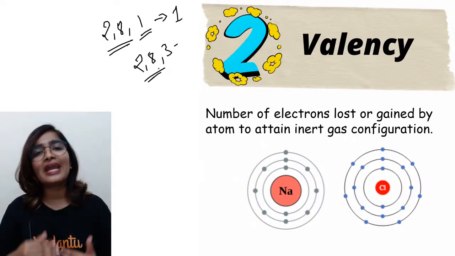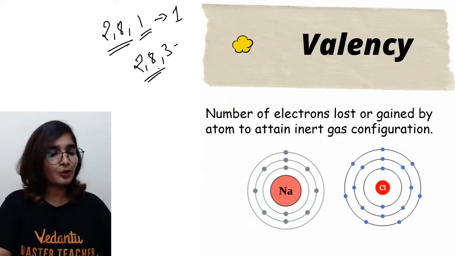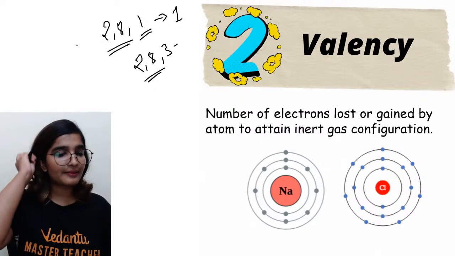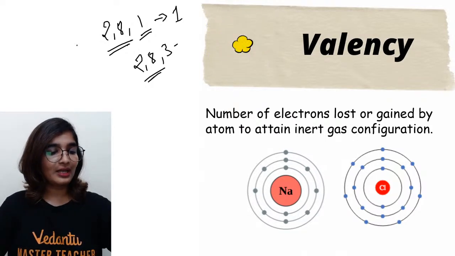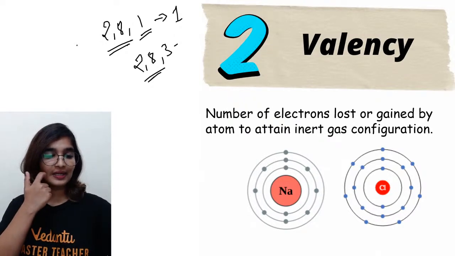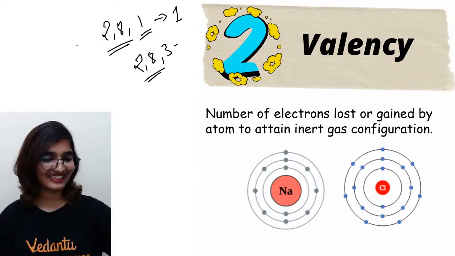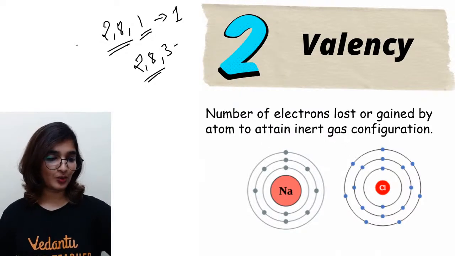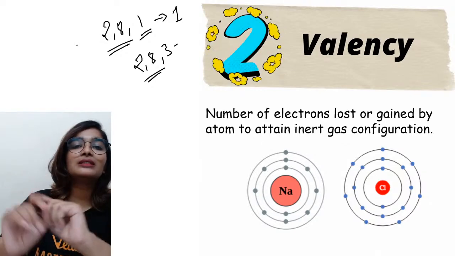But how does it vary across the period and down the group? So across the period, I'll tell you. Down the group, can you tell me? What will happen? Hello everyone. What happens down the group? Same, okay. Very good.